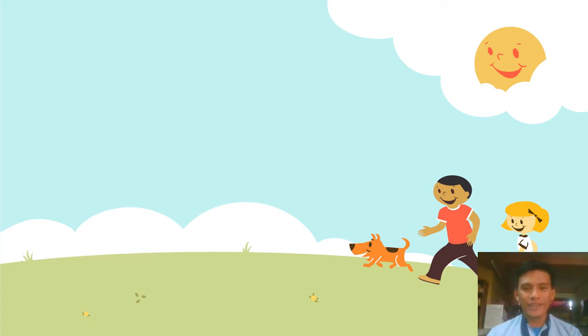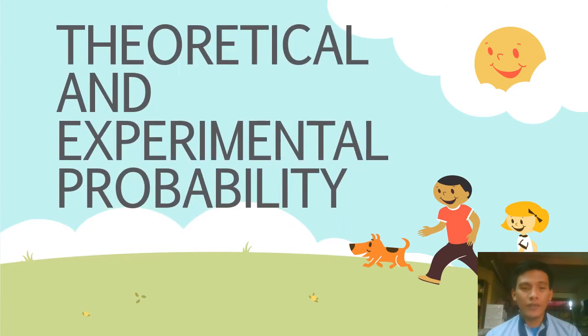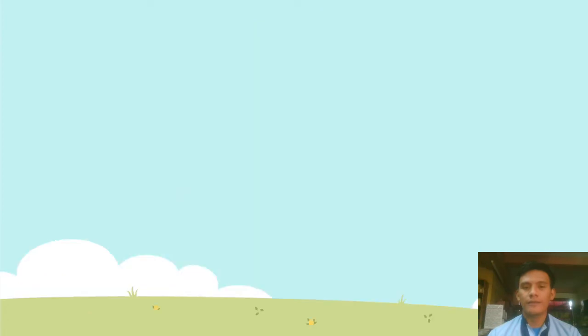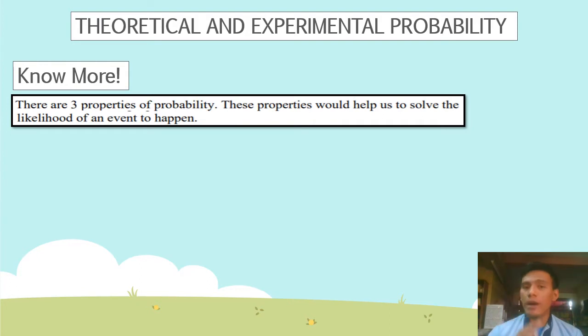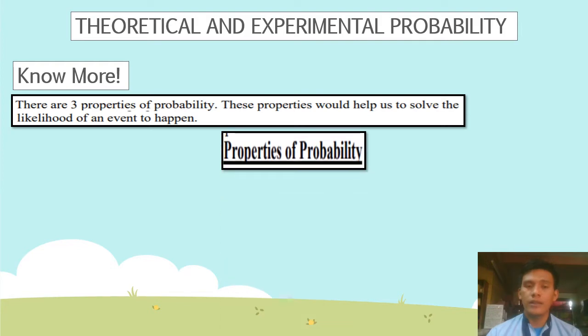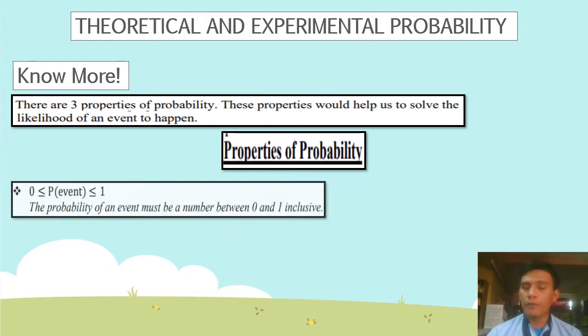In this topic, we will discuss theoretical and experimental probability. Before we go on to theoretical and experimental probability, there are things you need to know. There are three properties of probability. These properties will help us to solve the likelihood of an event to happen. These are the properties of probability.